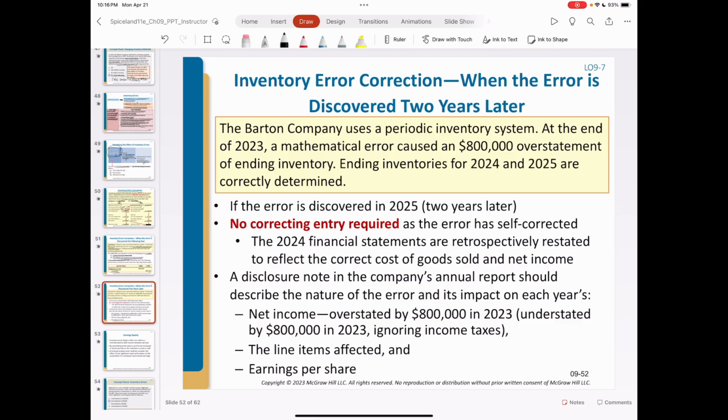If the error was discovered in 2025, which is two years later, we know the inventory system has the self-correction mechanism, so no correcting entry is required. But the company still needs to disclose the details of the error and the impact. For example, the overstatement has an impact on earnings, earnings per share, retained earnings, and so on and so forth.